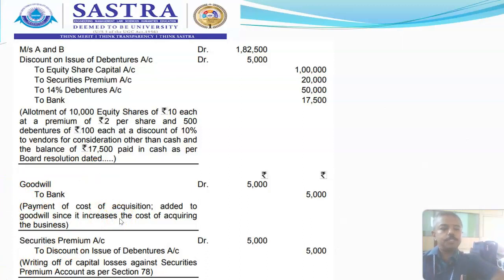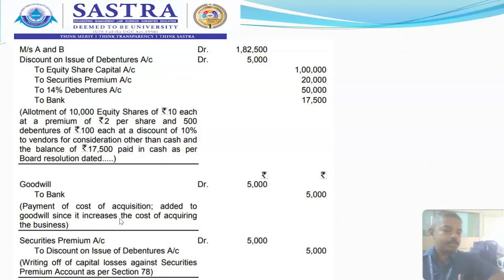So now we have passed journal entries for the entire transactions except one. That one is the acquisition cost which was spent by the company at the point of acquisition, the cost of acquisition. It comes around rupees 5,000. The cost of acquisition comes around rupees 5,000. For that, it is part of capital loss for the acquiring company. So what they need to do, they need to spend that amount and treat that amount as part of capital loss.